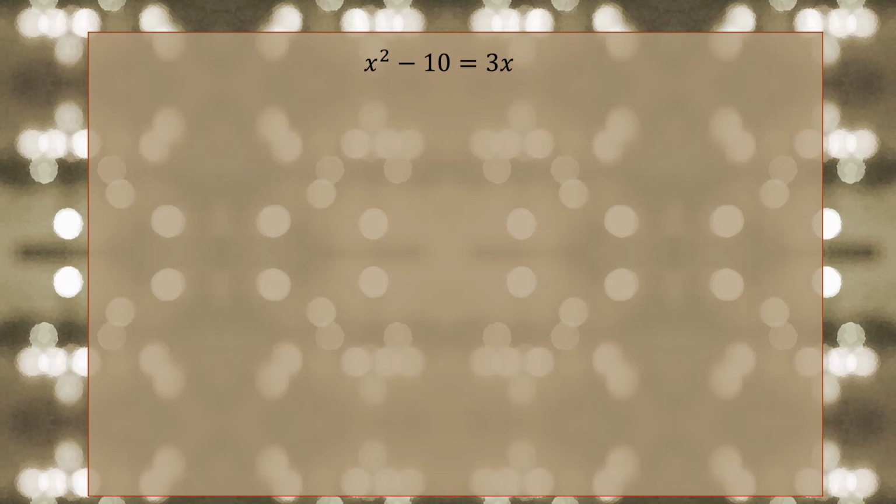X squared minus 10 equals 3x. This is your try it problem. Let's see how you did.